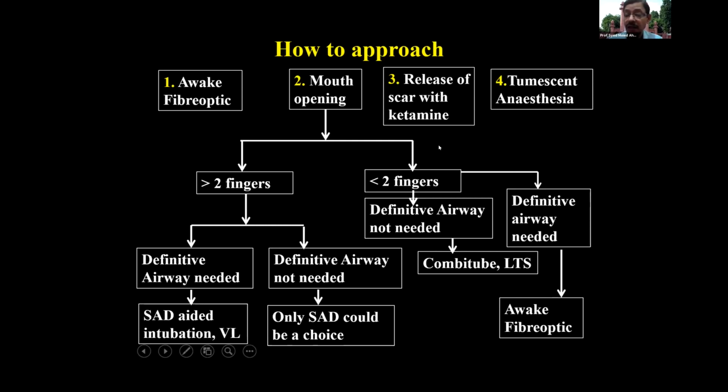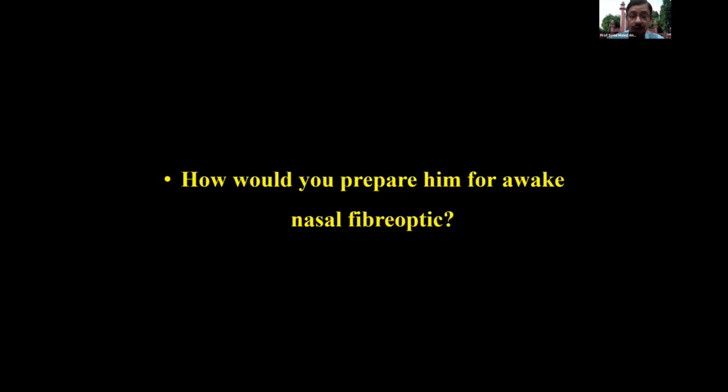The other thing is, if you have very limited resources and limitations, you can straight away go for release of scar incision with ketamine, and then you can go for intubation or supraglottic airway device insertion. And the fourth technique which is there in the book, a very old technique which has been used by many people before, was the tumescent anesthesia. I'll try to let you know in short.